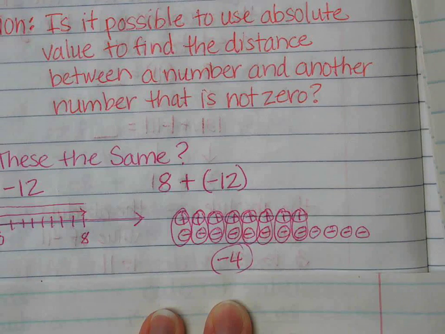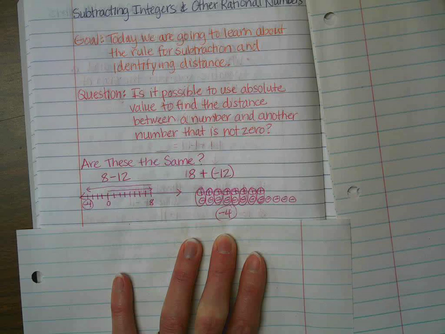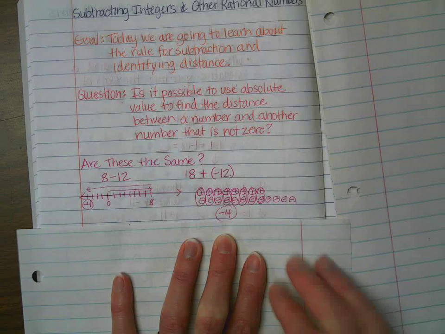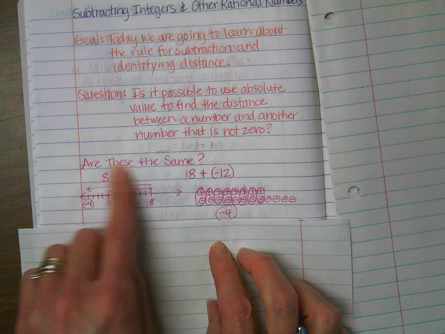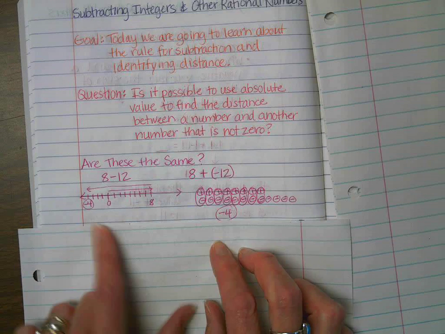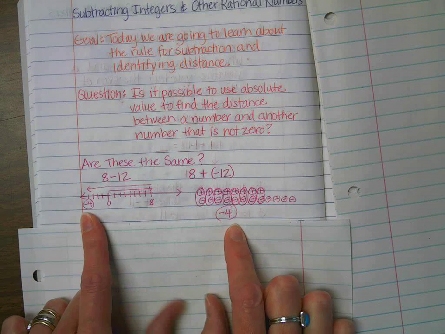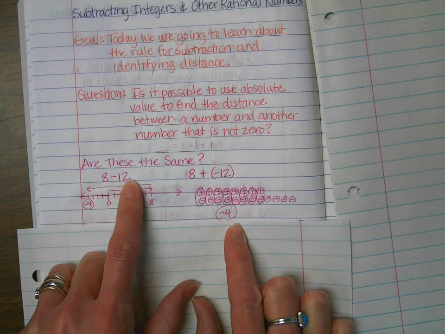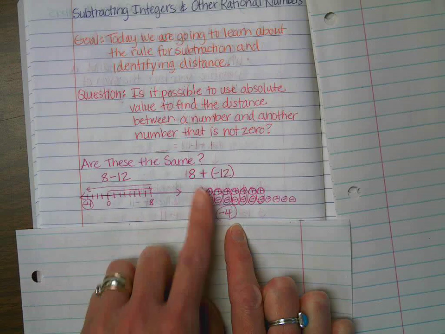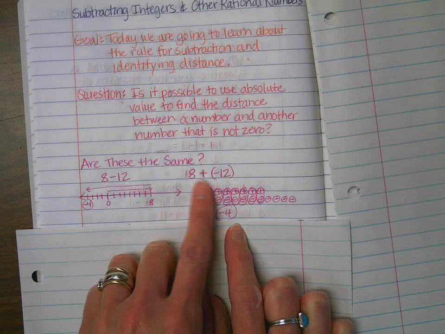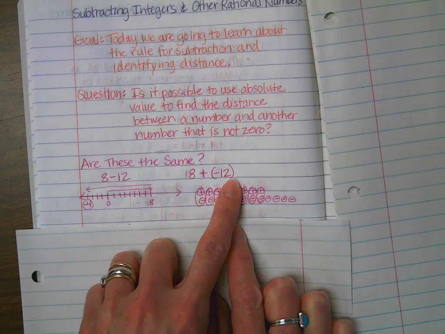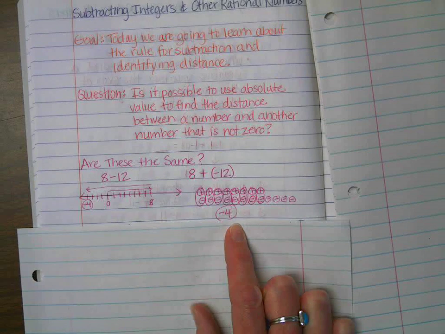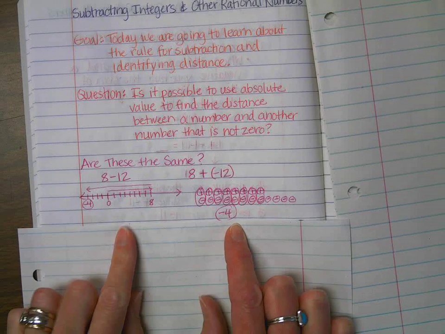Wow. So let's go back to our top question. Let me zoom back out, sorry. Okay, so let's go back to our question. Are these the same? So we just proved something in math. This is my favorite thing to do in math, is prove it. So 8 minus 12 is exactly the same as 8 plus a -12. I want you to think about that for a minute.